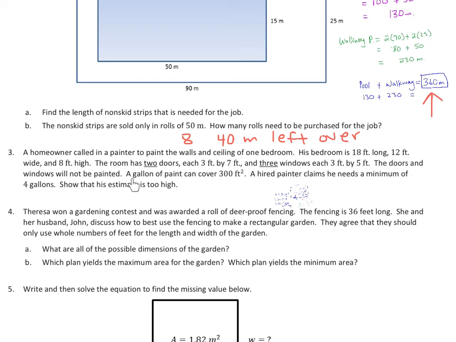Now, he says he needs 4 gallons of paint at 300 square feet per gallon that it'll cover, which is 1,200 square feet of paint, theoretically. So let's see if that's right. Apparently it's wrong, since it says show that his estimate is too high. So it's claiming that he's wrong.